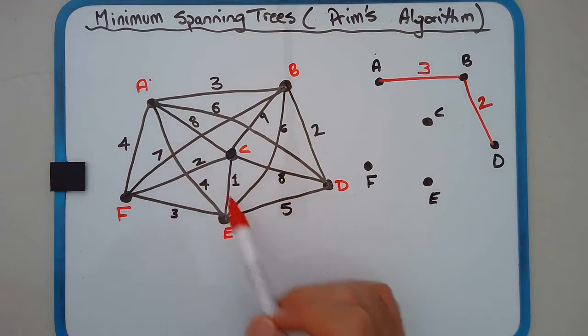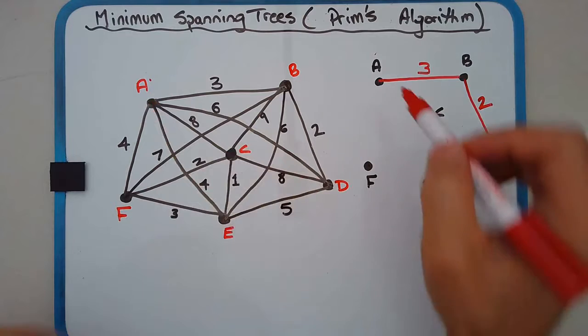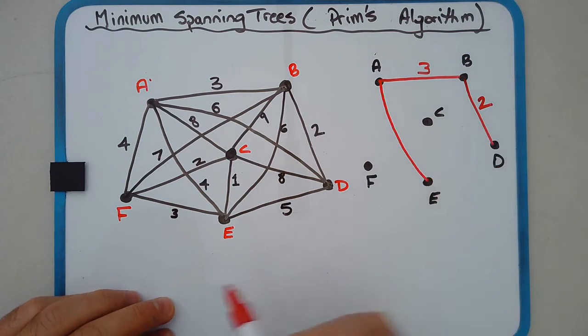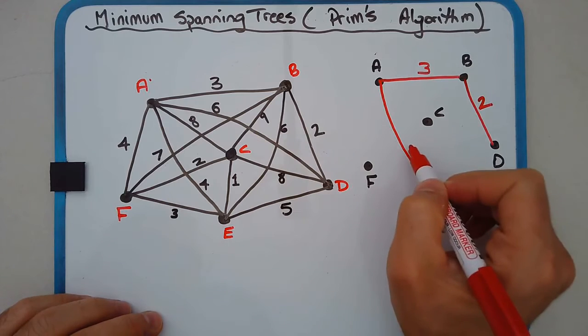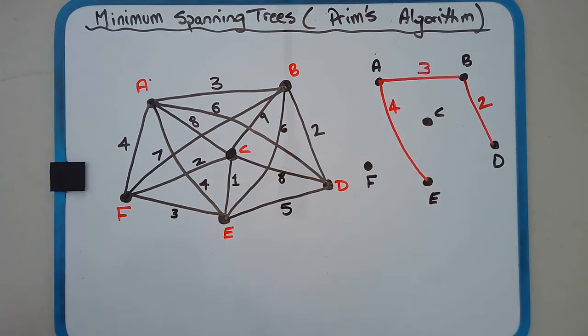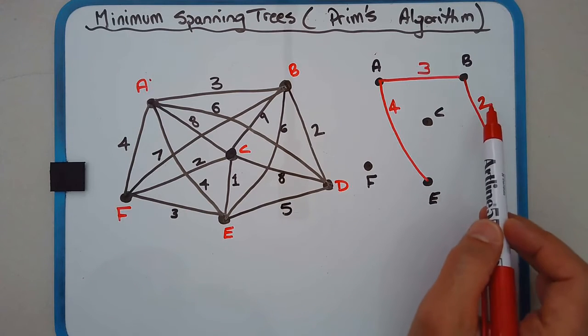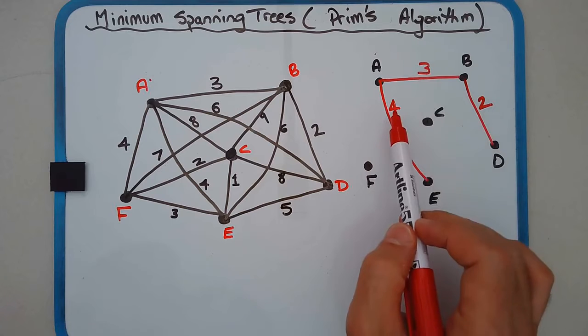Which one do you want to choose? Doesn't really matter. I think maybe we'll just connect A, E together. How's that? All right, so we'll do that. And that's worth 4. So far, what's the weight of this network? 2 plus 3 is 5, 5 plus 4 is 9.